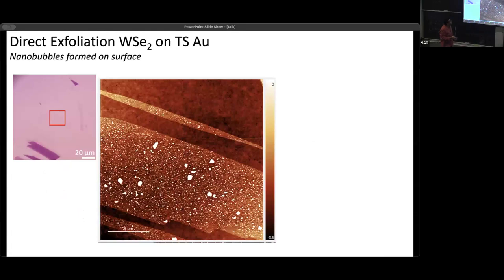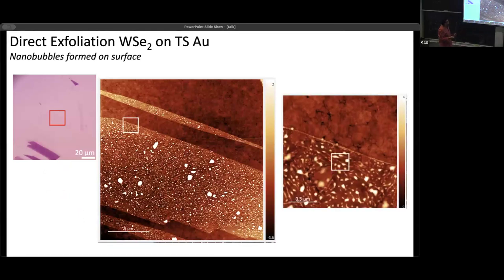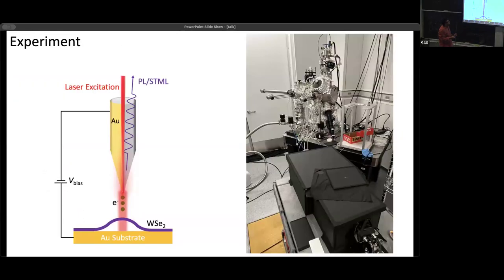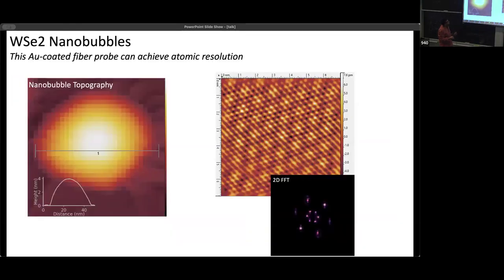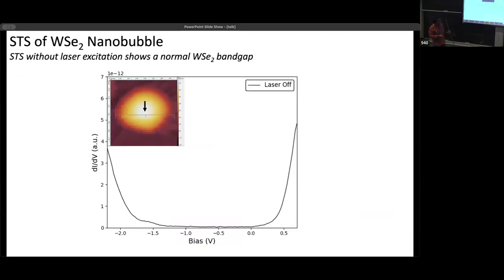All right, so here's our sample, and what do we do? We go down with our new microscope, just like that. And we stick our STM tip on this bubble, one of these bubbles, and we're going to play various fun games with it that I'm going to show you. So one is we can just use STM. And this is just to show you that this works like a good STM. You can get atomic resolution imaging and all that other stuff.